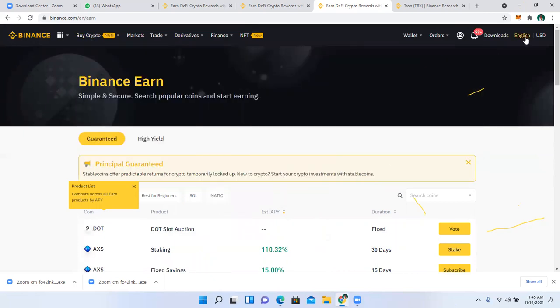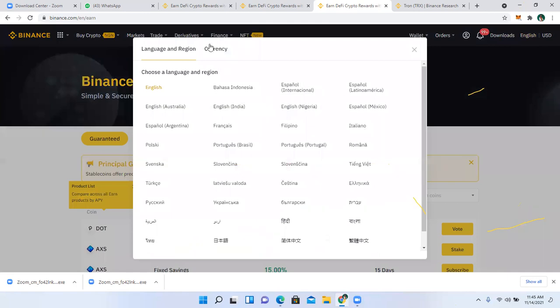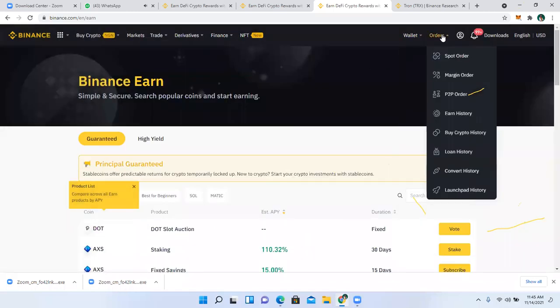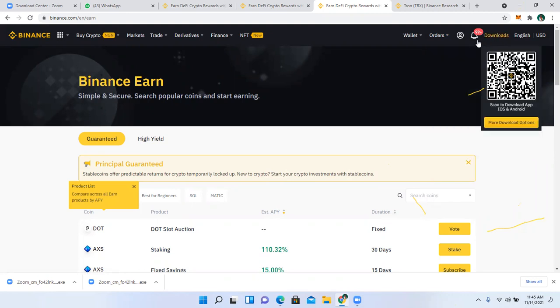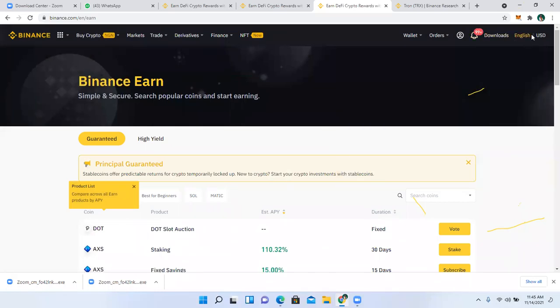Okay, then also you can change your language here to any language you want. In case you speak other languages, you can always change it here to what you want. Then orders, if you have placed an order, you would see it here. Then what else? These are your notifications.